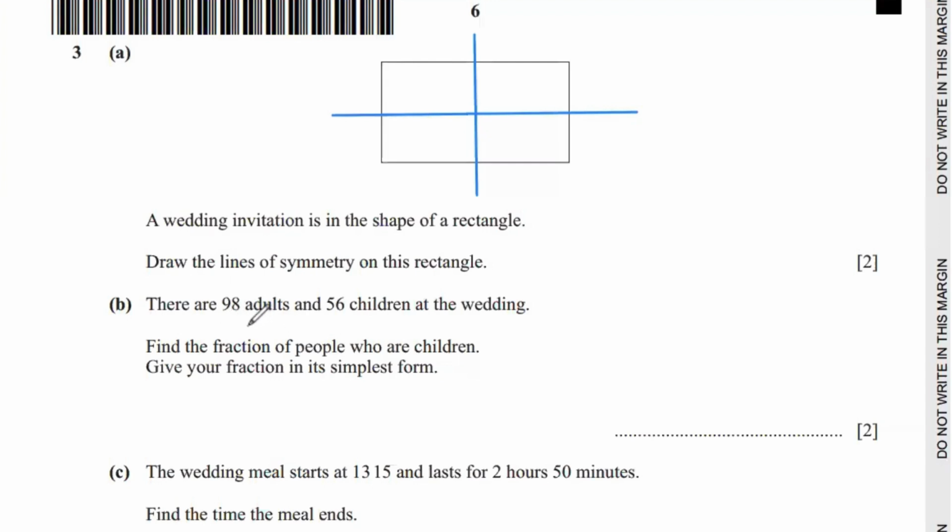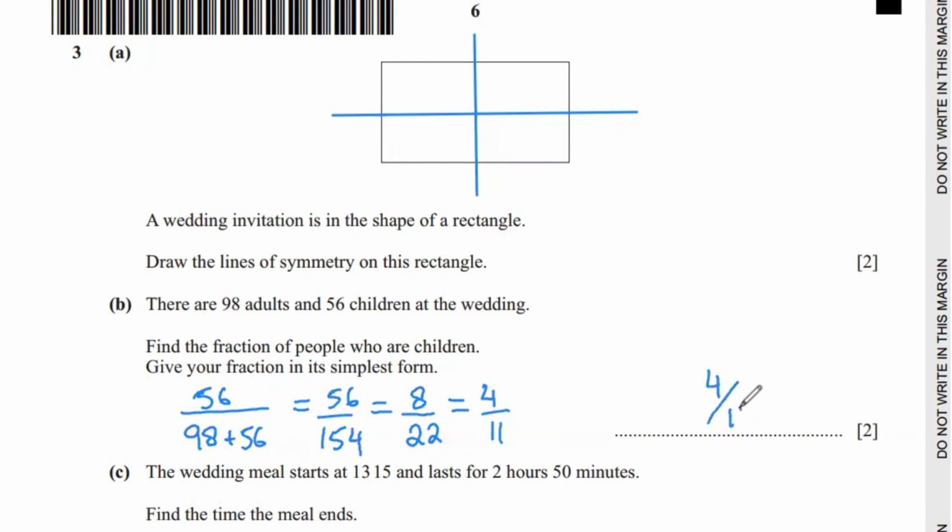Then it says there are 98 adults and 56 children at the wedding. Find the fraction of people who are children, giving your answer in its simplest form. So 56 divided by the sum of 98 and 56, because we need to find the fraction for children from the total amount. So that is equal to 56 over 154, which simplifies to 8 over 22 if we divide both by 7, and then divide both by 4, and then divide both by 2, which is 4 over 11. That is the fully simplified answer.